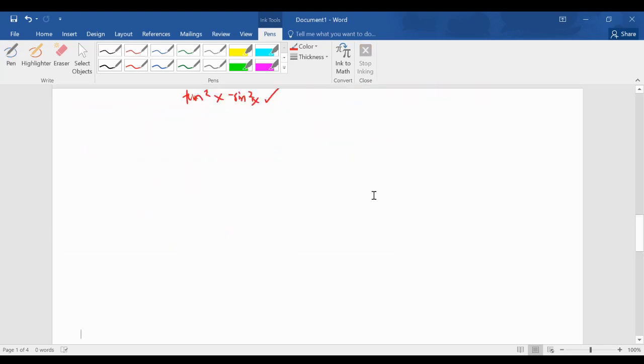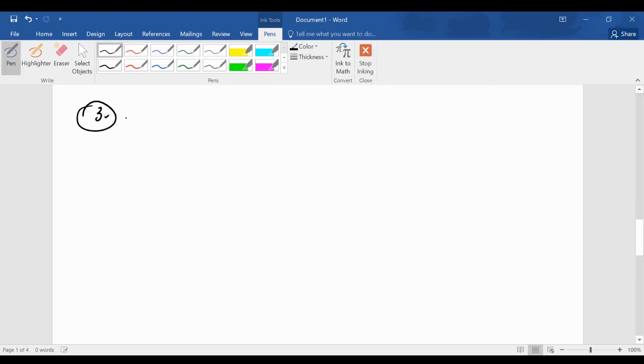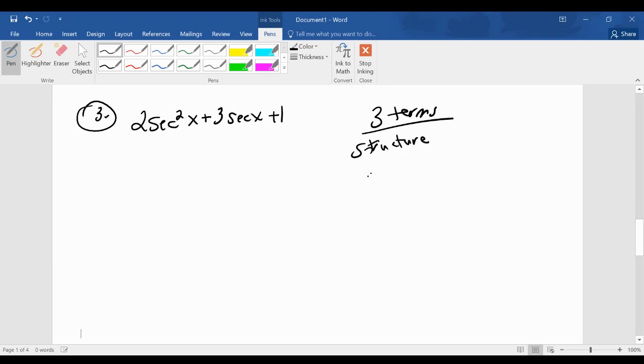Okay, we got two more to go, as you might imagine, because if you look back to the warm-up, you can see I'm kind of following that. The next one we're going to do is 2 times secant squared plus 3 times secant plus 1. All right, this one has 3 terms. The structure of this, well, there's a 2, and then there's a trig function squared. So I'm going to replace that with x squared just to look at the structure, or the format, if you like. Sometimes I call it the format.